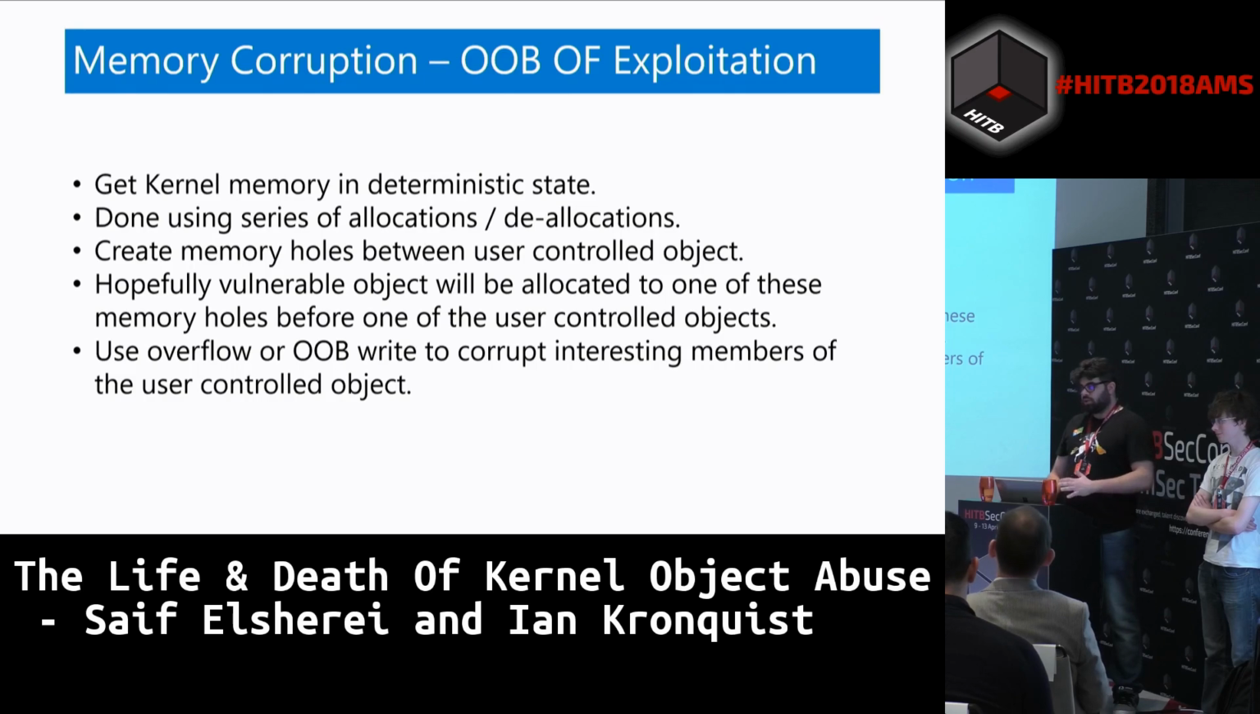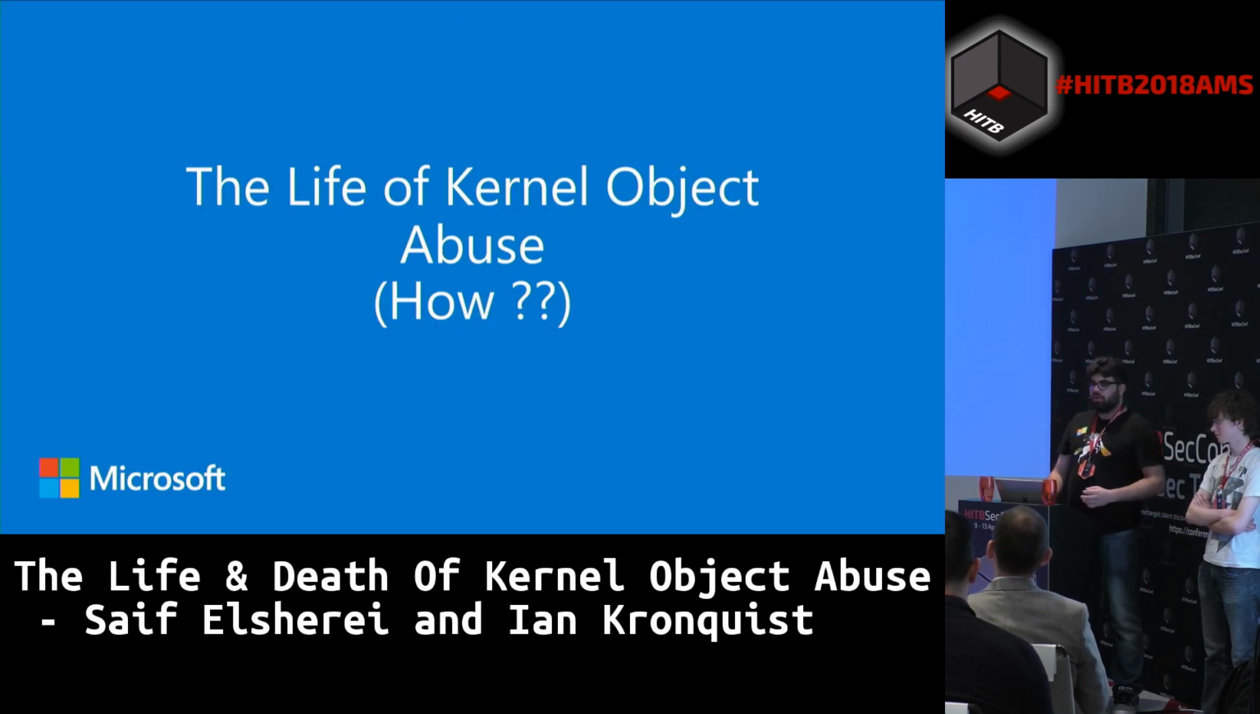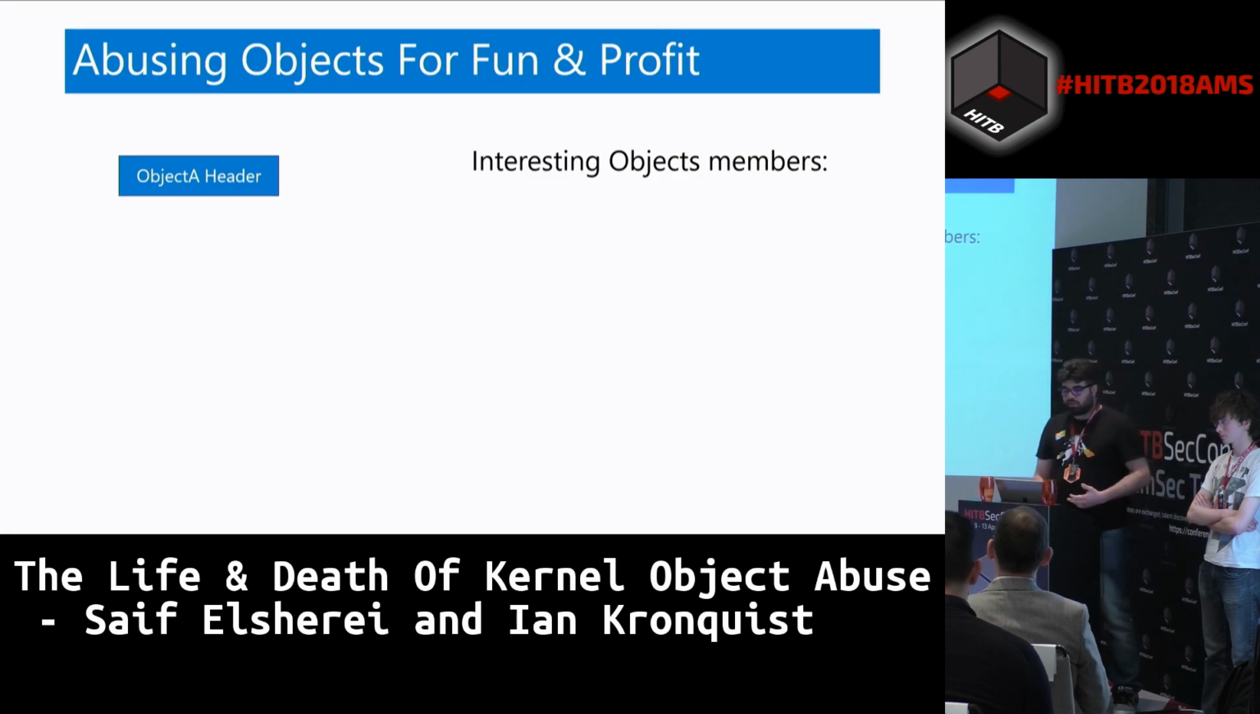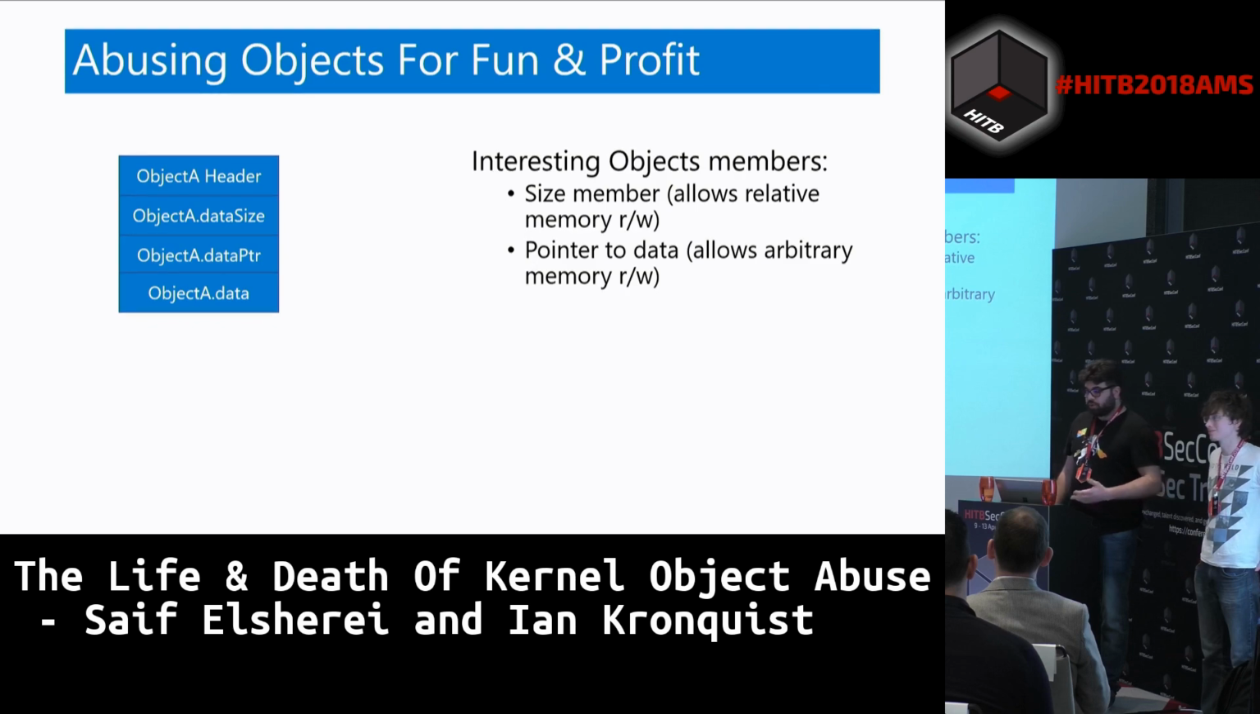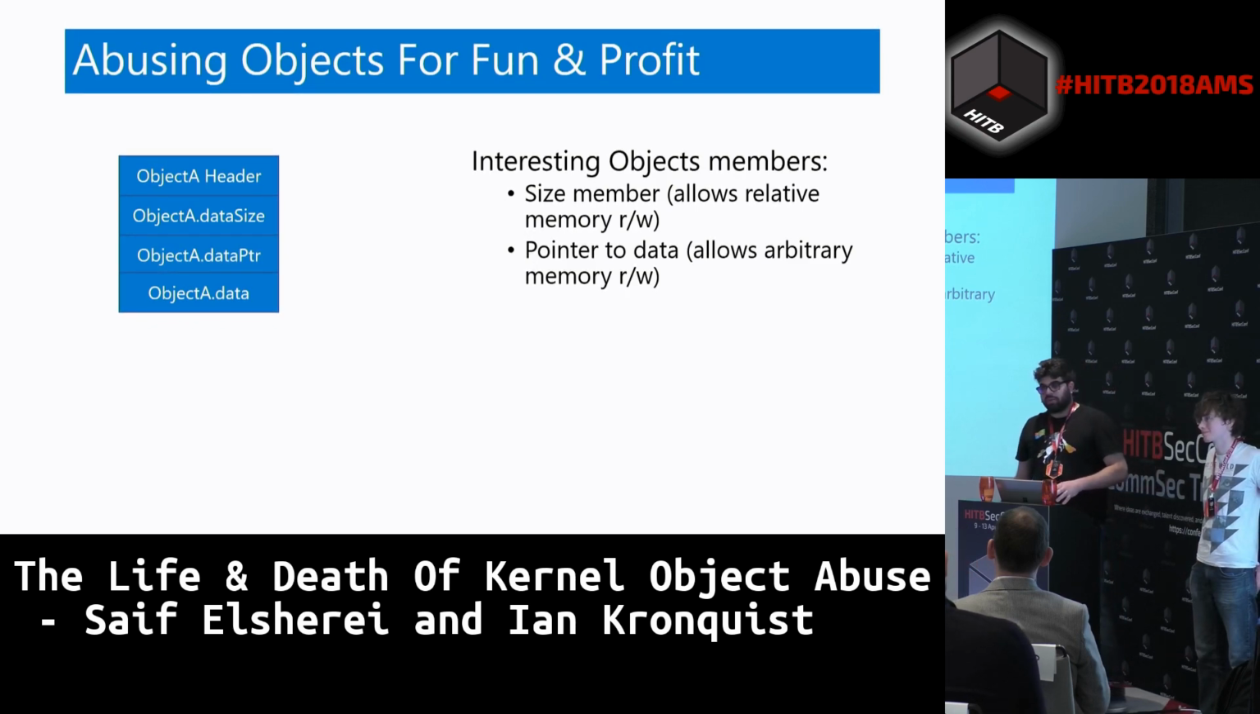And that brings us to the last question, which is the how. So what constitutes an interesting object? What members do I need to override to gain a higher exploit primitive? We can start with an object that has a data size member. If you are able to corrupt the data size of an object, then if you can extend it, it means that when you read and write from it, you'll be able to read and write past its original allocated memory. Add pointer to data. This would allow arbitrary memory read and write.